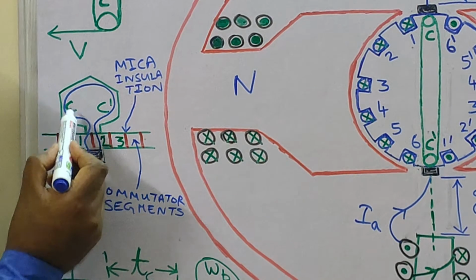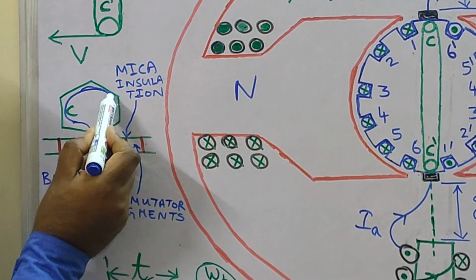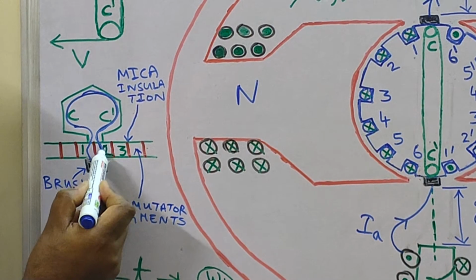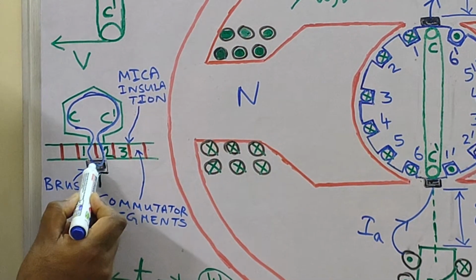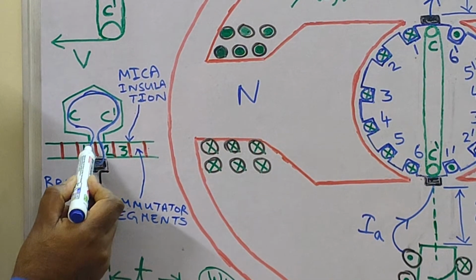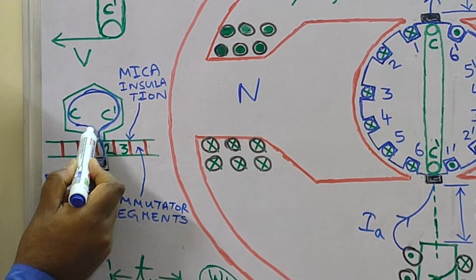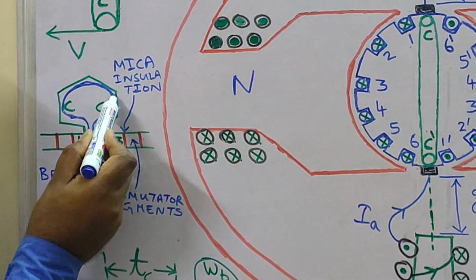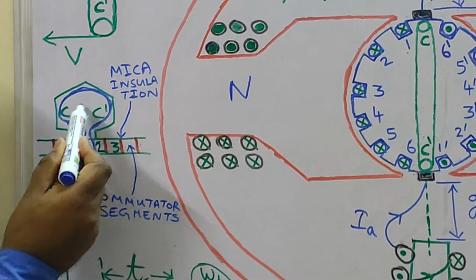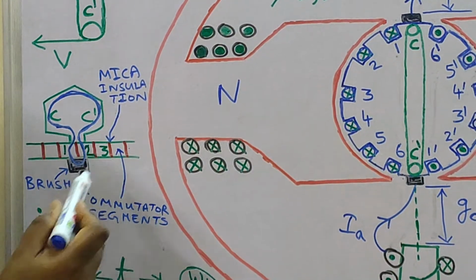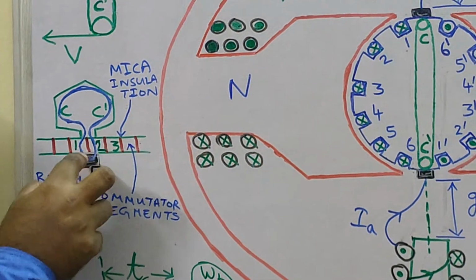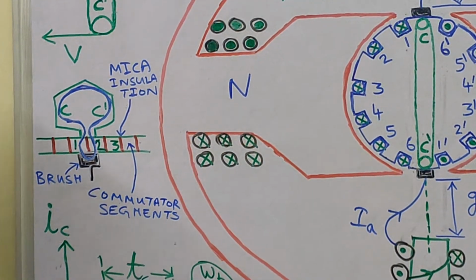You see, you follow this blue line. So I am moving along the coil sides, then I am entering commutator segment 2, I am entering the brush, I am entering commutator segment 1, again I am passing through this coil side. So you see, this particular blue line will let you know the path which can be taken by the commutated coil CC dash when this commutated coil CC dash is getting short circuited by the brush.